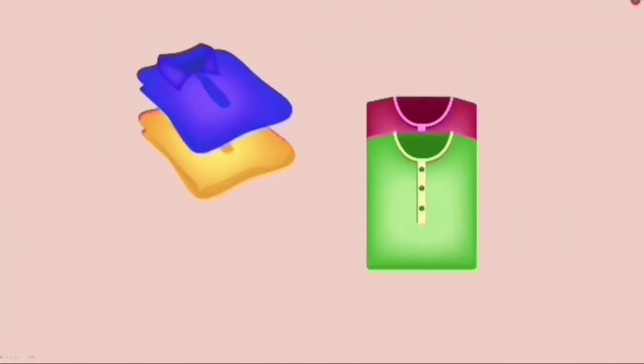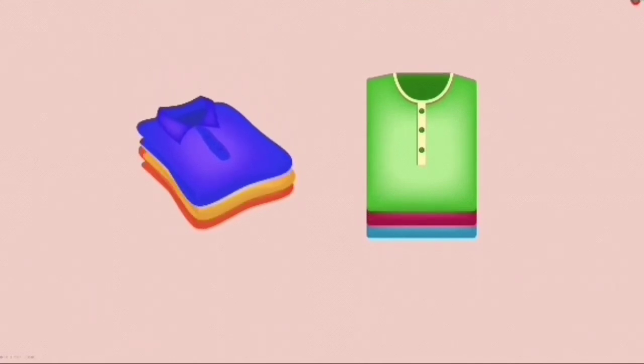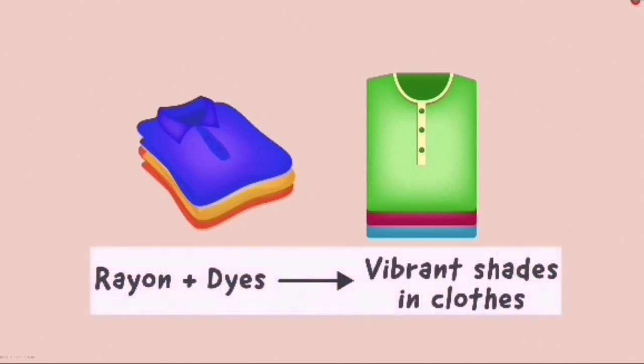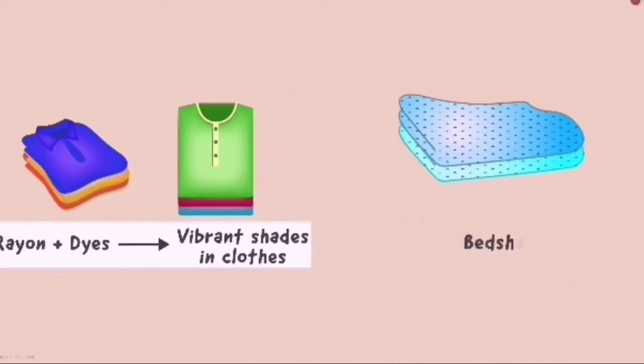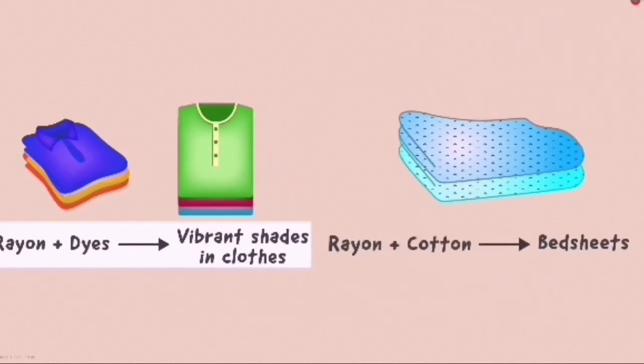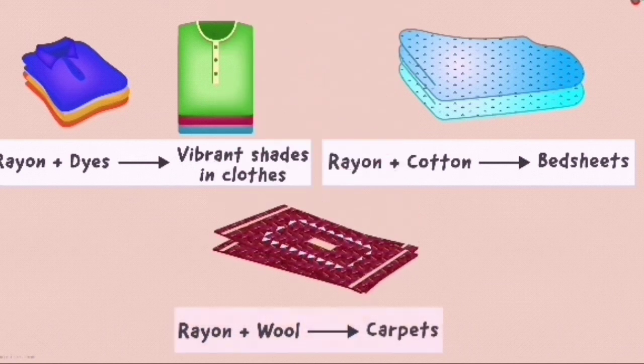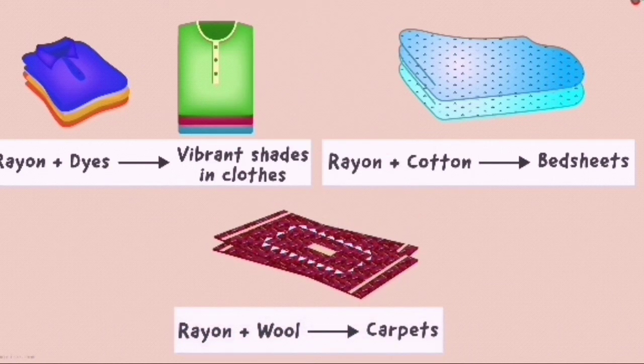The major use of rayon is in making clothes. Rayon can be blended with many dyes to get vibrant shades. That is why it is widely used in the textile industry. Not only to make clothes, but it can be used in making bed sheets also, when it is mixed with natural fibers like cotton. Can we mix it with any other natural fibers as well? Yes. Rayon can also be blended with wool. This helps us to get soft, shiny fibers that can be used to make carpets. That's all about rayon.